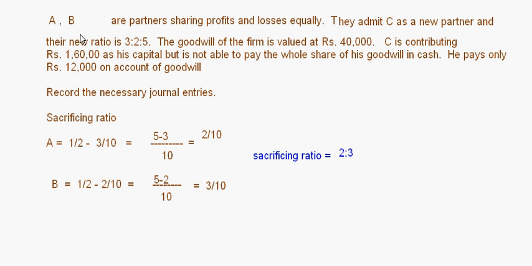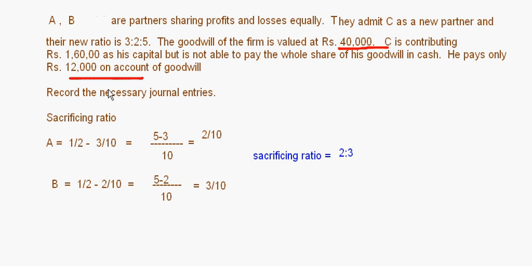Now I am going to take up a small example here. A and B are partners sharing profits and losses equally. They admit C as a new partner and their new ratio is given as 3:2:5. The goodwill of the firm is valued at 40,000. This is the total goodwill of the firm. C is contributing rupees 1,60,000 as his capital, but is not able to pay the whole share of his goodwill in cash. So 1,60,000 he brings as capital, but he brings only rupees 12,000 on account of goodwill.